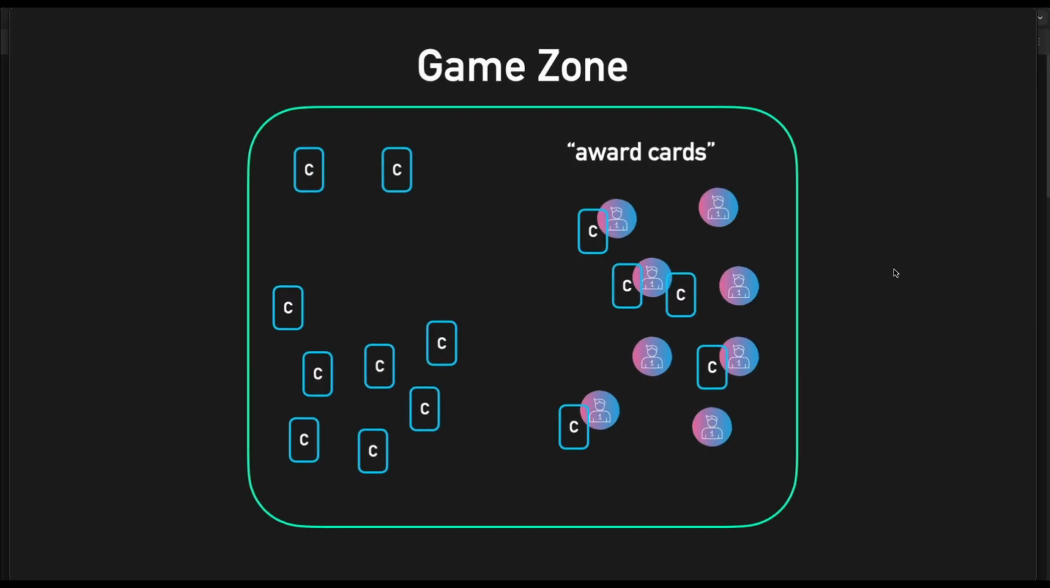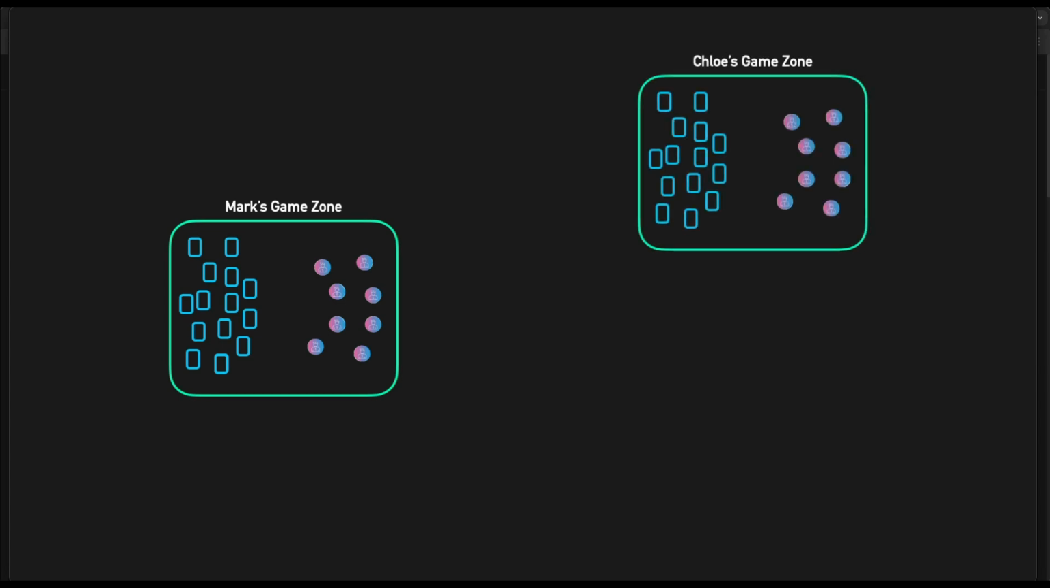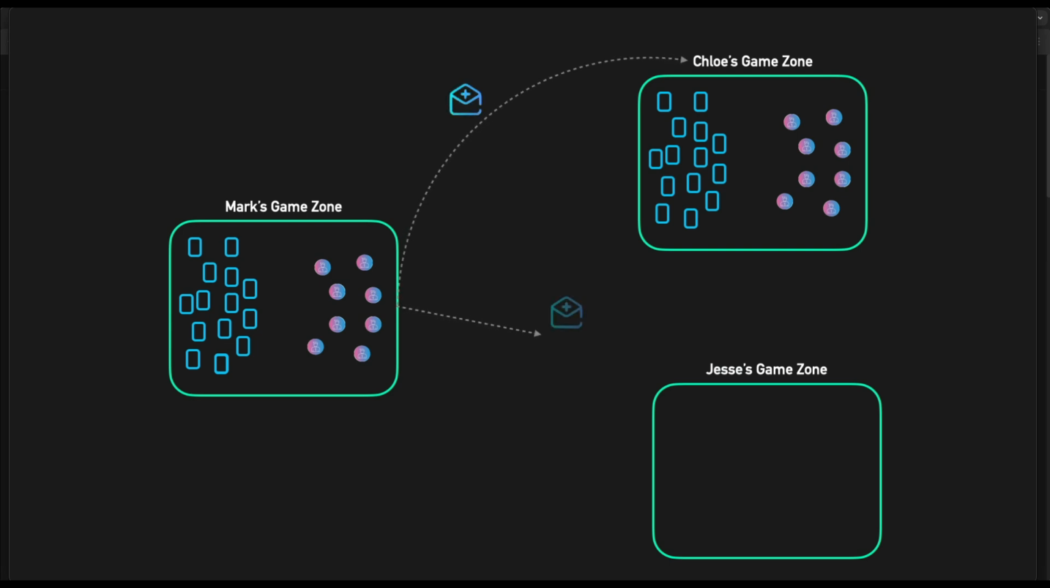So how does it start to work and look when we want to collaborate and invite others into our game zone? Again, here we've got our game zone with our cards and players, Mark's Game Zone on the left. There might also be another user called Chloe that has a game zone, and she's created cards and players in her game zone. And another person called Jessie that also has a game zone, but at the moment they haven't created any cards or players. So what does it look like to start to invite people in?